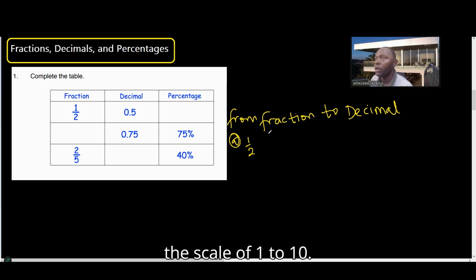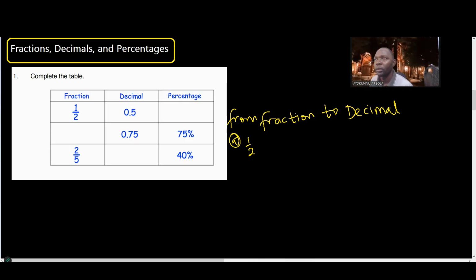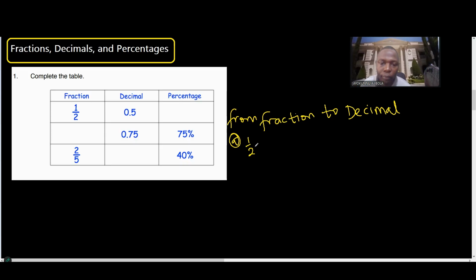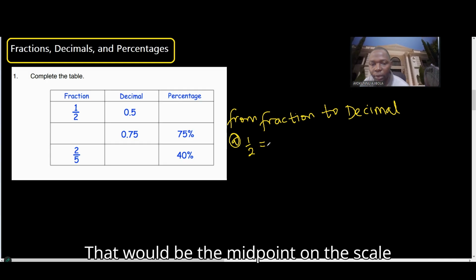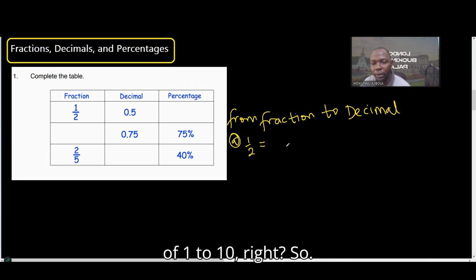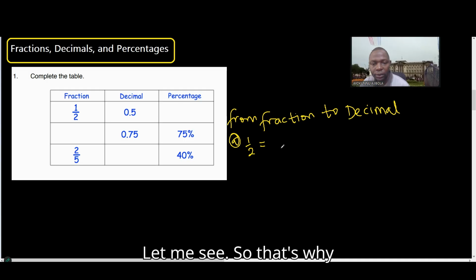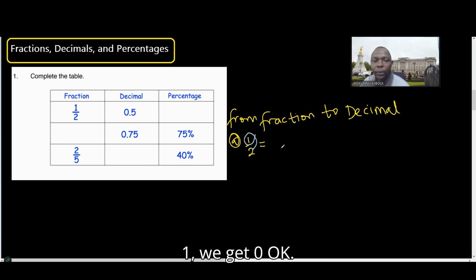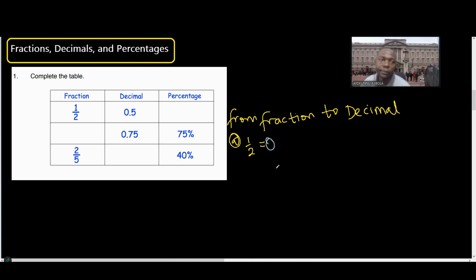And on the scale of 1 to 10, that would be the midpoint, okay? That would be the midpoint on the scale of 1 to 10, right? So that's why we say if 2 cannot divide 1, we get 0, okay?